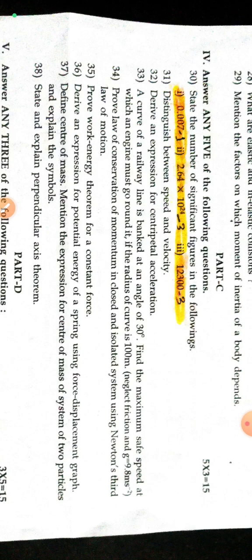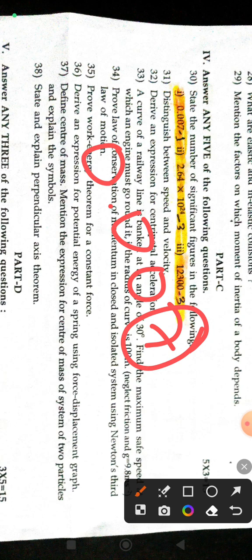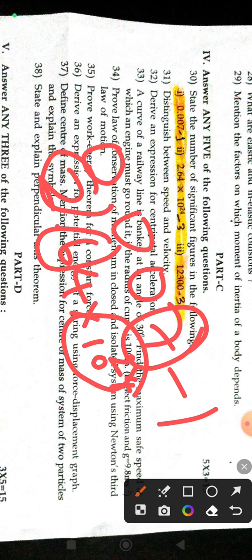Okay, now see, we'll discuss this part, right? Here one question is there. Significant figures we'll discuss. Now see, in 0.007, how many significant figures are there? Only this 7 is significant. So the number of significant figures is 1. In 2.64 into 10 raised to 24, the power of ten is not significant. Here 2 is significant, 6 is also significant, and 4 is also significant. Total number of significant figures is 3.